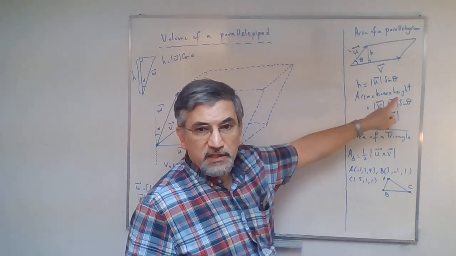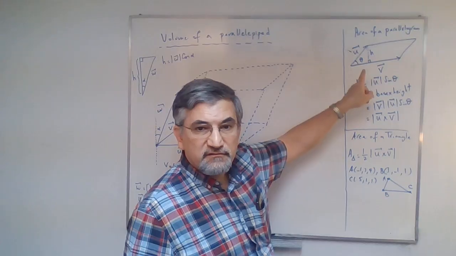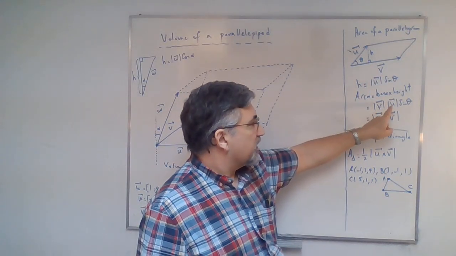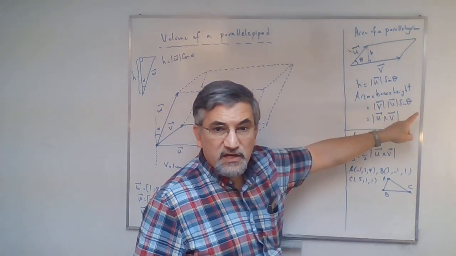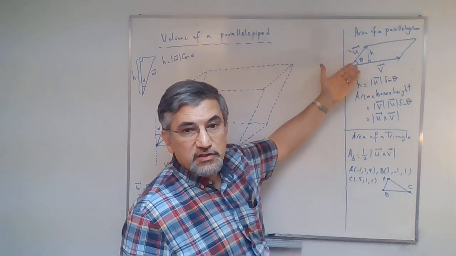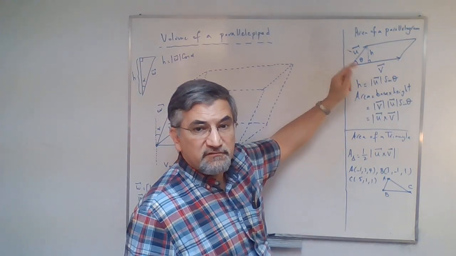And we know that area is base times height. We know the height, but the base is actually the magnitude of vector v. So if you multiply magnitude of vector v by magnitude of vector u by sine theta, this is actually the area of a parallelogram whose two adjacent sides are vectors u and v.